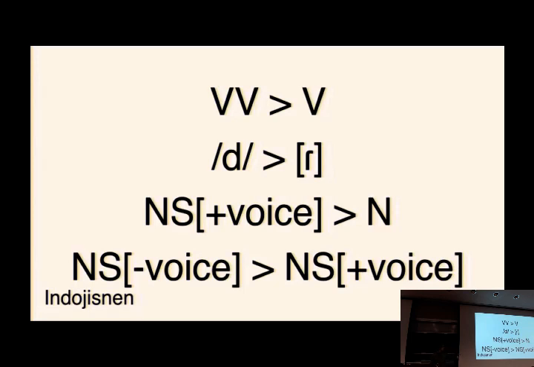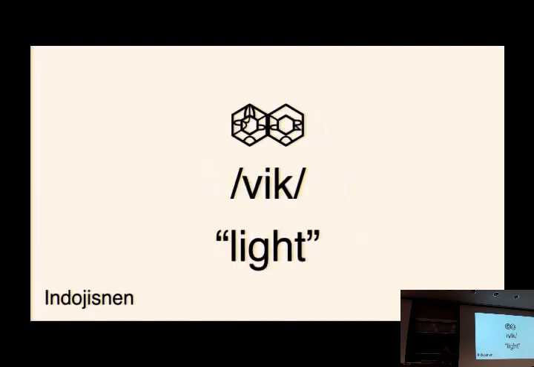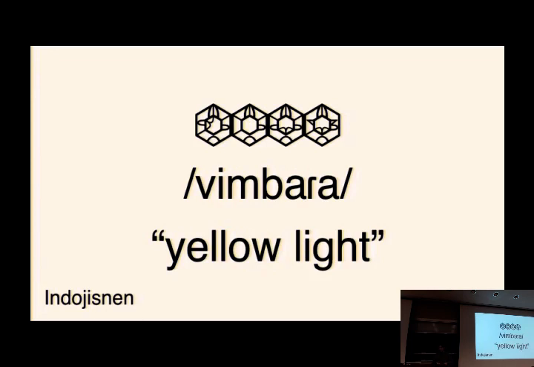Every other place, things start to get a little more regularized phonologically, and predictably, you might expect, main stress in this language is initial. So we have this suffix, with an underlying form with the M and the B, that means yellowish. So this is light, vik. Yellow light is vimbara. There's a regular deletion pattern: when you have a word-final consonant and a suffix that starts with two consonants, you just kill the first one. So Vimbara, yellow light, or yellowy light.